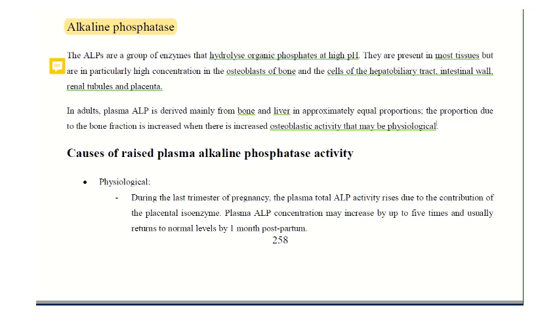وأيضا في خلايا الهيباتوبيلياري تراكت intestinal wall renal tubules and placenta. In adults, plasma ALP is derived mainly from bone and liver in approximately equal proportions. The proportion due to the bone fraction is increased when there is increased osteoblastic activity that may be physiological.